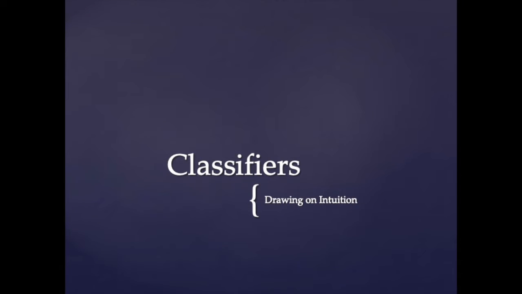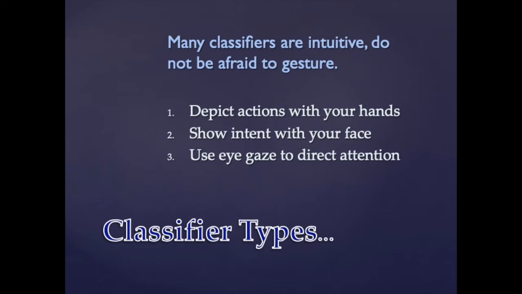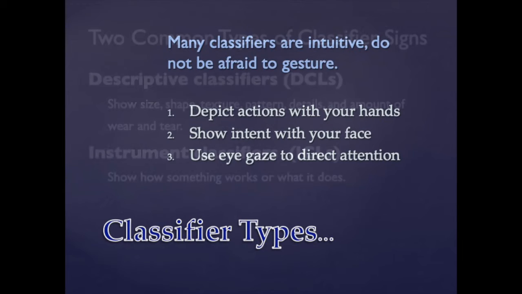Now, in Part 4, you will learn about one more aspect of American Sign Language: classifier signs. Classifiers are signs that show how something looks, is used, or functions. Many classifier signs are intuitive and make use of mime and gesture that we can all understand. Classifiers depict actions using the hands, but facial expressions are also important for showing intent. Remember to use your eye gaze when directing attention to objects, people, or situations you are communicating about.